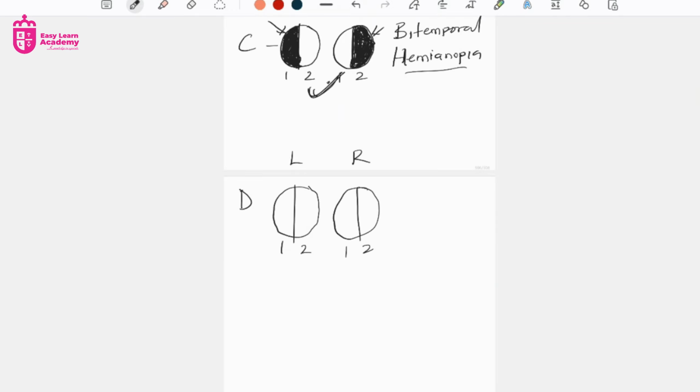So on the left. No rush. Are you ready? Are you sure you're ready? I think I'm ready. Okay. Go if you're ready. So on the left, it will be the temporal. So that would be 1. Okay.